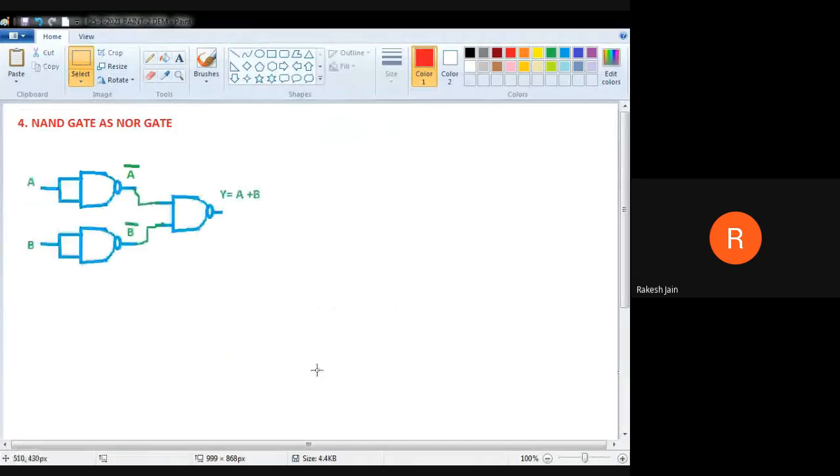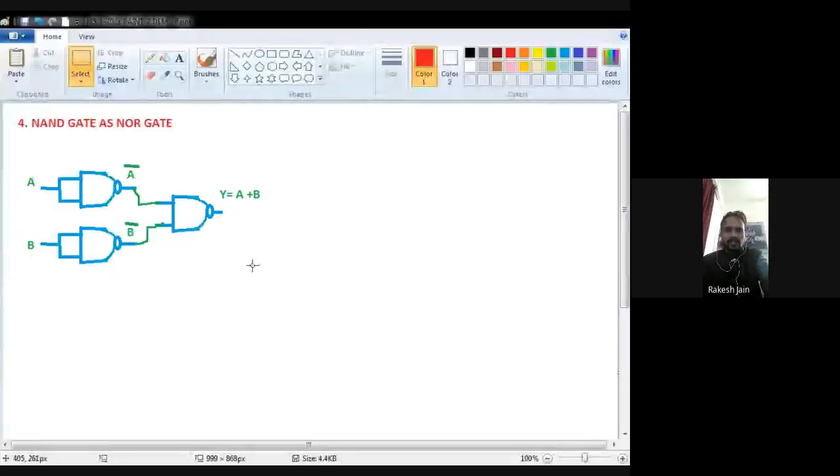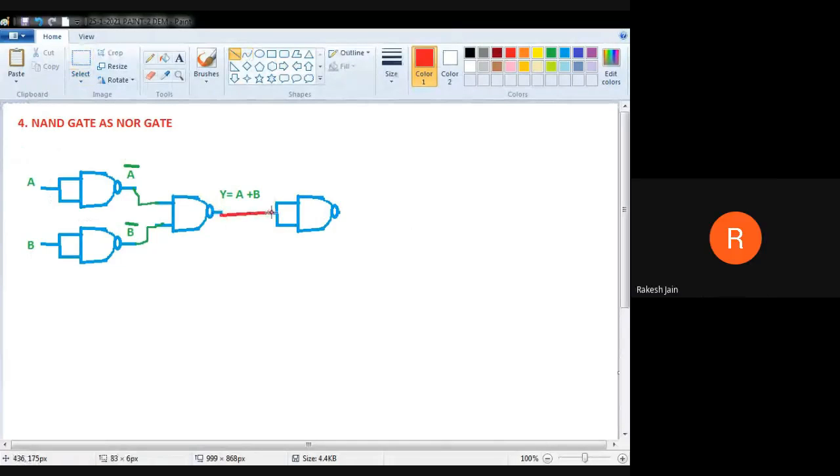First of all, we require this circuitry as it is. The NAND gate as an AND gate circuitry as it is. Then we have to use another NAND gate as a NOT gate. I hope you understand the previous cases. So now connect one more NAND gate as a NOT gate.